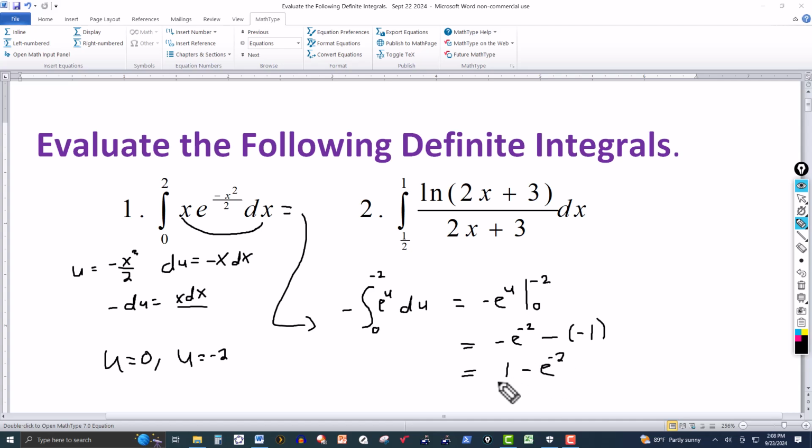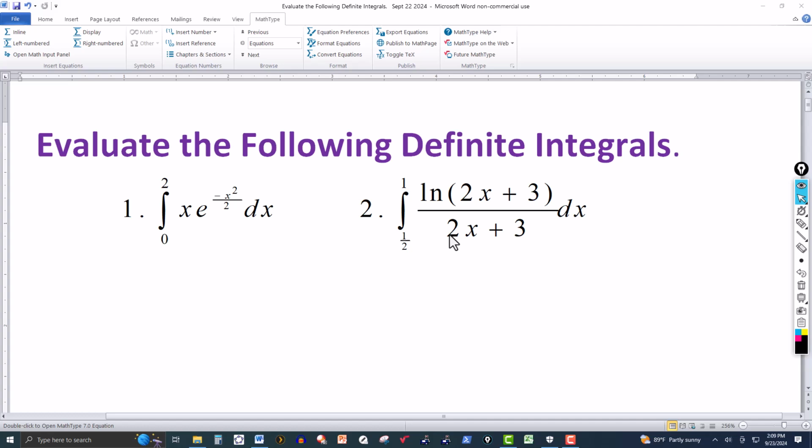No constant of integration because this is a definite integral. And you can evaluate this. I'm going to give exact answers in this one. If they ask you for an answer in decimal form or approximation, you could use your calculator to compute this. But I'm just going to leave it 1 minus e to the negative 2. So we'll call this the answer.